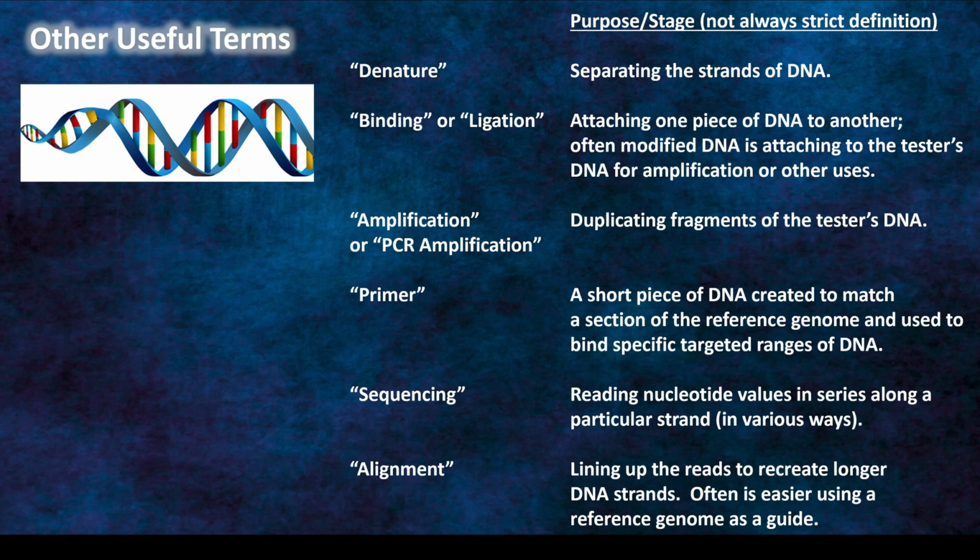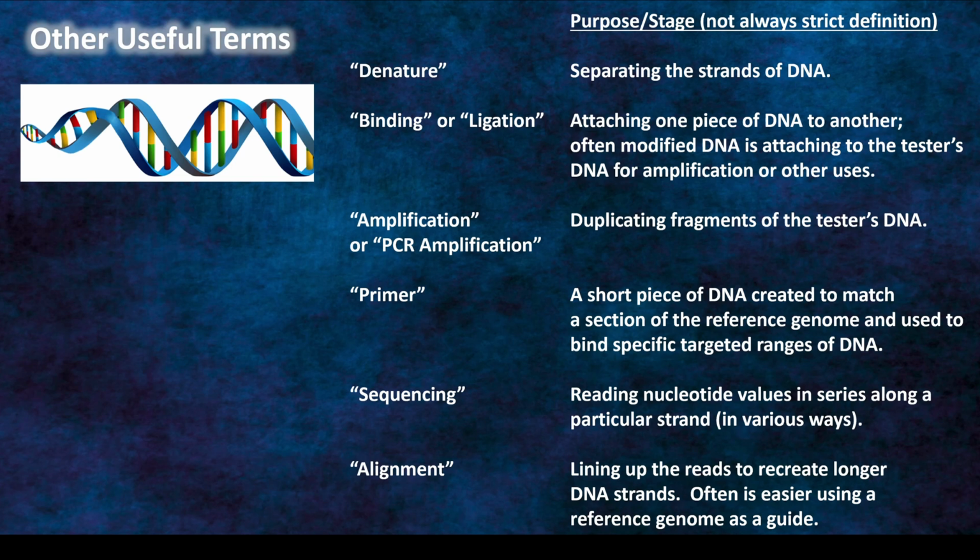For instance, binding or ligation means attaching pieces of DNA to each other, either synthetic DNA that you're attaching to a specific place on the actual tester's DNA, or sometimes you're combining other pieces of DNA together, or you can use a primer to attach DNA and so on, but that's usually called binding. Amplification, or PCR amplification, is when the fragments of DNA are duplicated. That creates more sample usually, so that you can work with more information, or work with more pieces of DNA to get the information you're looking for.